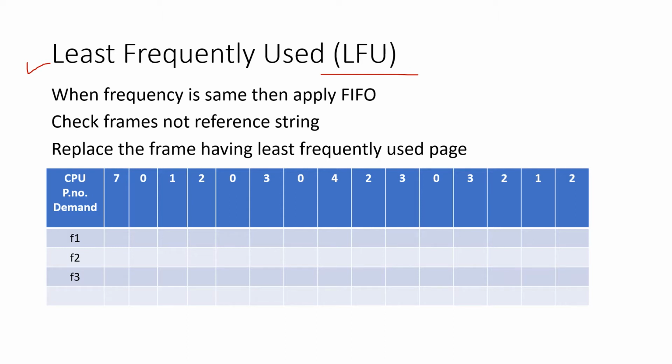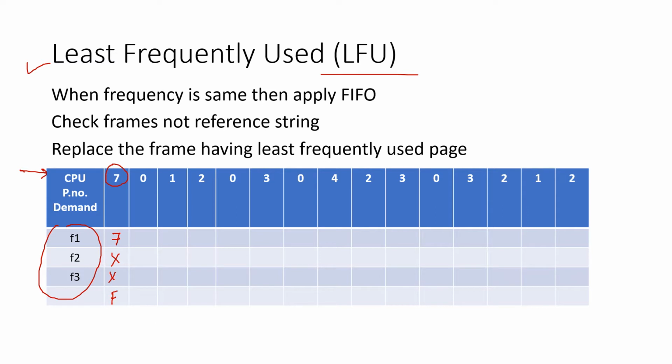So here again, the reference string is given: 7 0 1 2 0 3 0 4 2 3 0 3 2 1 2. And memory size is given with 3 frames, F1, F2, F3. Which one is the first page? A demand, it's a 7. So we'll write 7 here, and this is a page fault.